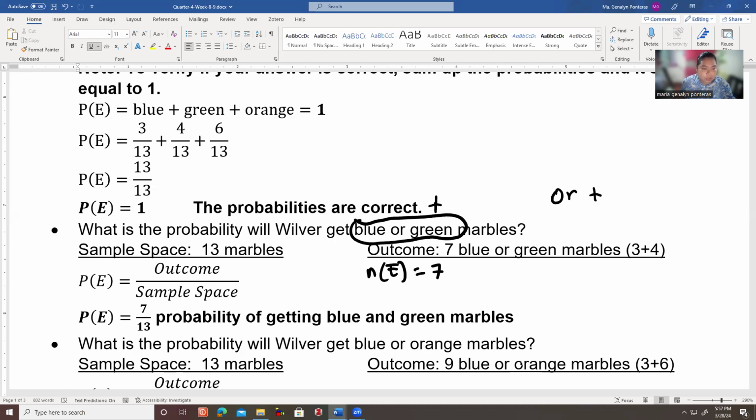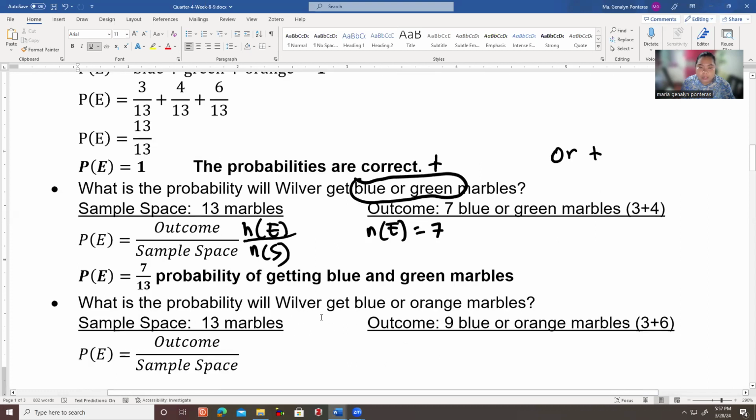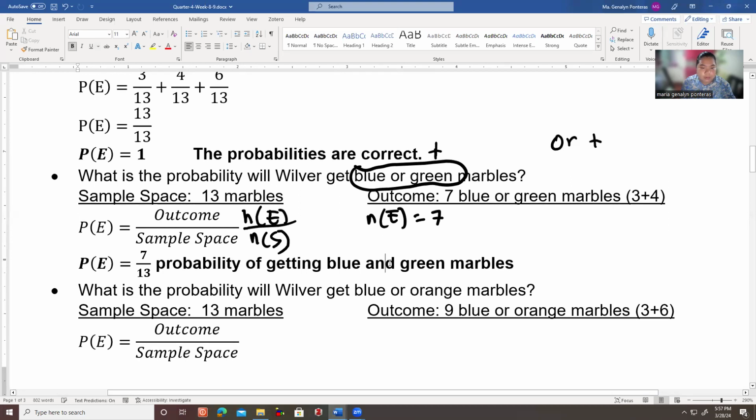So you have here 3 plus 4. We can now use the plus. So the probability is the cardinality of E over the cardinality of the sample space, so you have 7 over 13. So Wilbur has a probability of 7 over 13 of getting blue or green marbles.